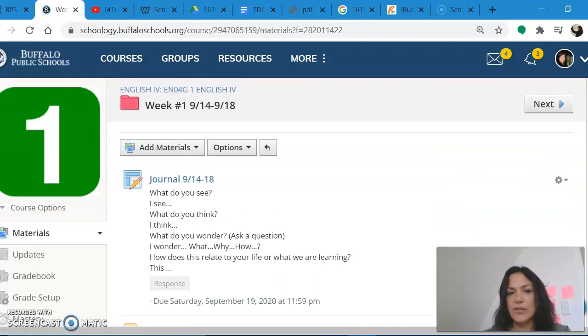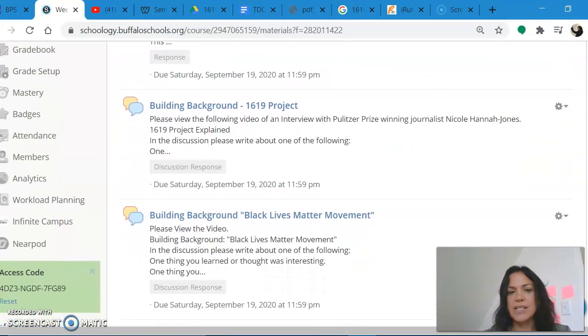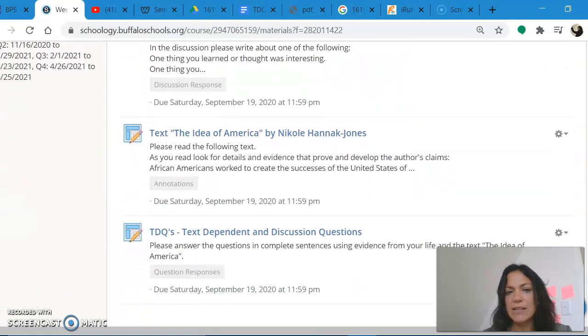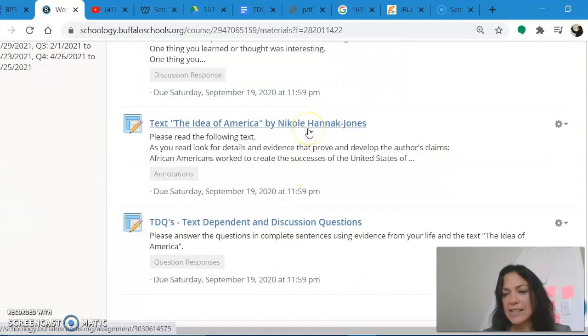Here you will see the journal. You see that this week we have 3 short videos that build background and understanding about our topic. We see a text, and we have our text-dependent and discussion questions.